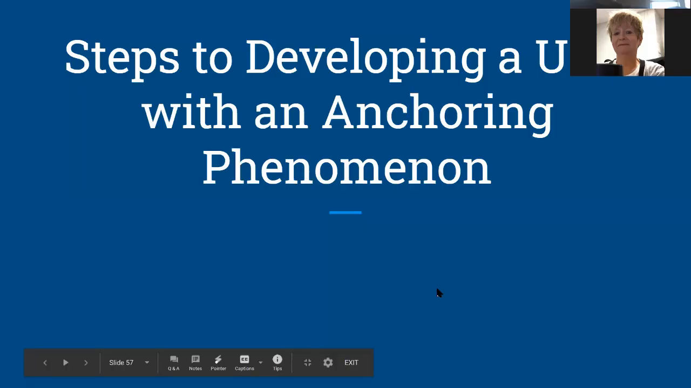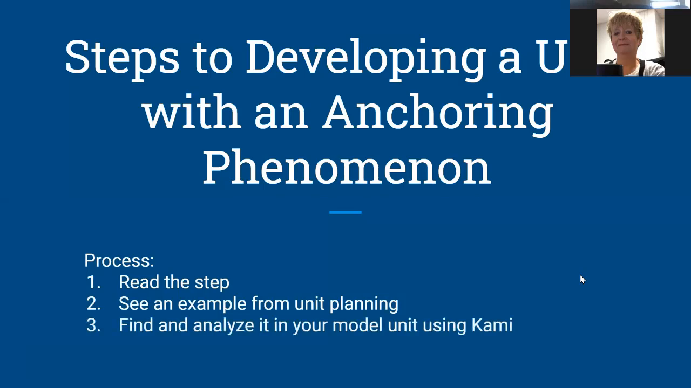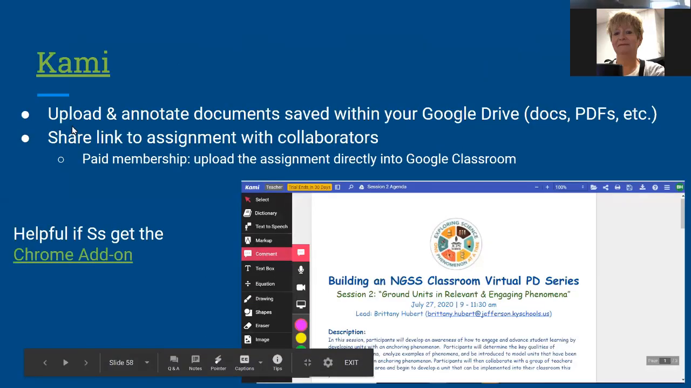So let's get started on the steps to developing a unit with an anchoring phenomenon. As we go through this, there are five steps in the process we're going to use. We're going to read the step, I'm going to show you an example from my unit planning, and then you're going to find and analyze it in the model unit that I found for you using an app called Kami. Kami looks like this.